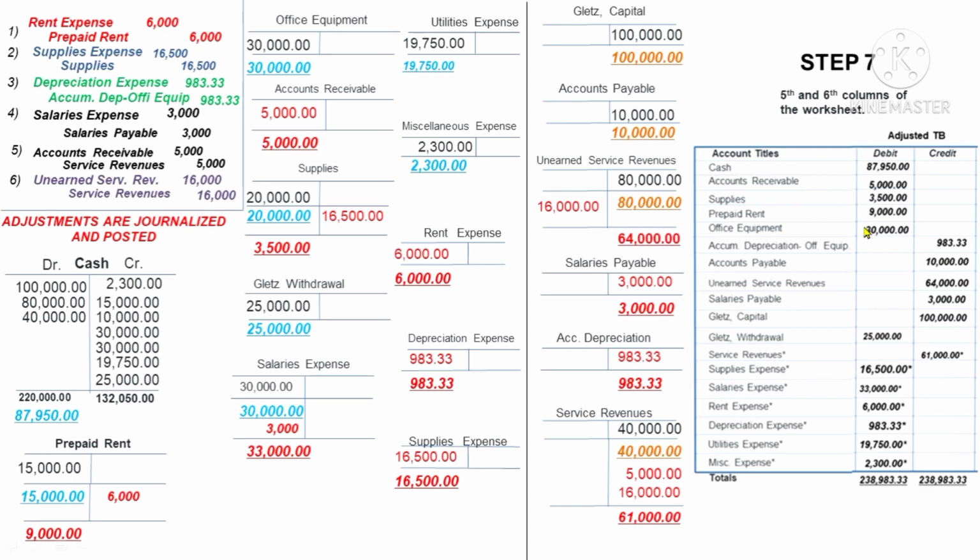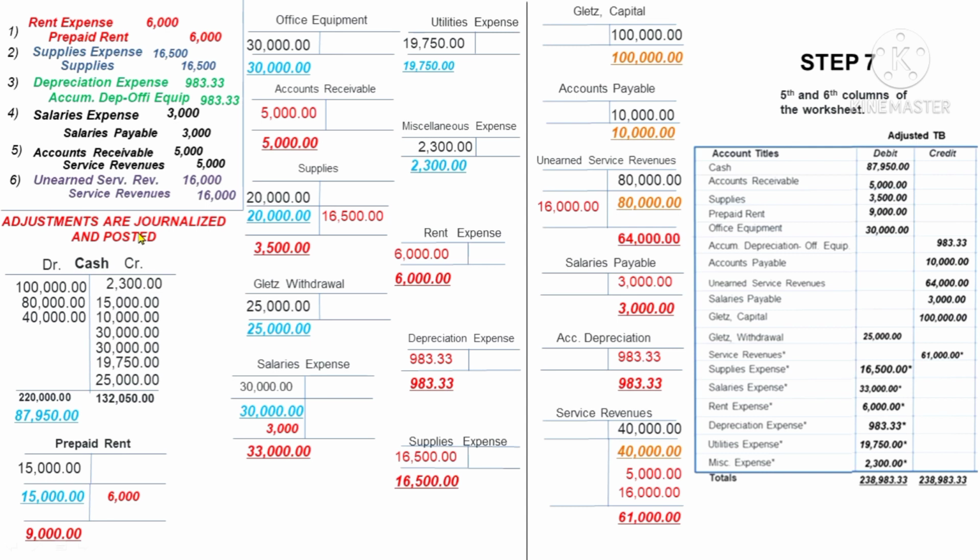Actually, before we posted these entries to the T accounts, the balances of the T accounts coincided with the balances of the unadjusted trial balance. But after these have been posted, the balances of the ledger became the balances of the adjusted trial balance. So that's the effect again of step 7, which is journalizing and posting the adjustments.